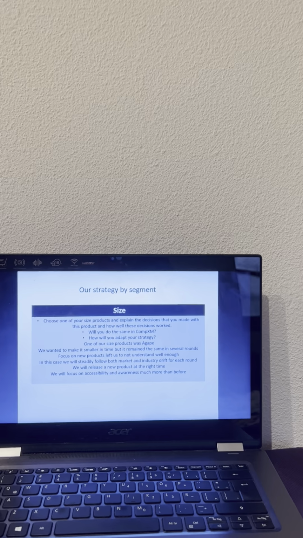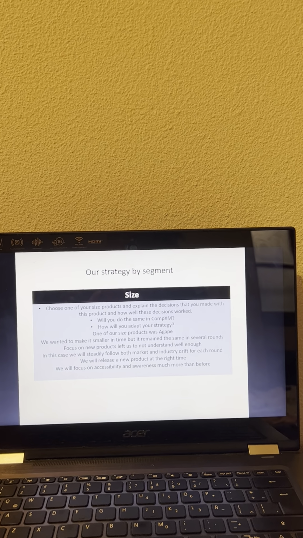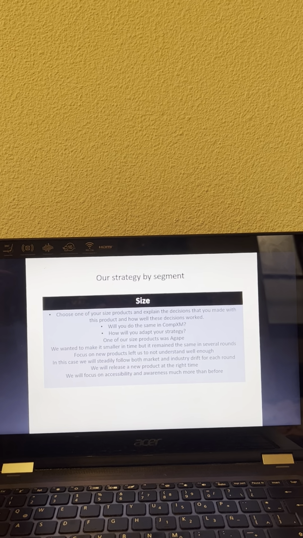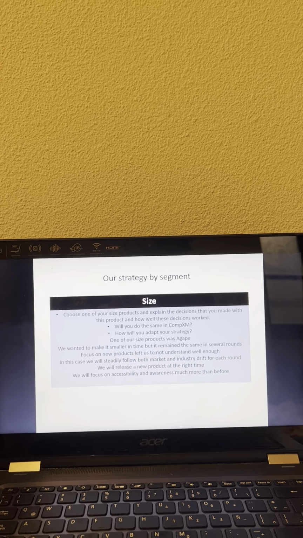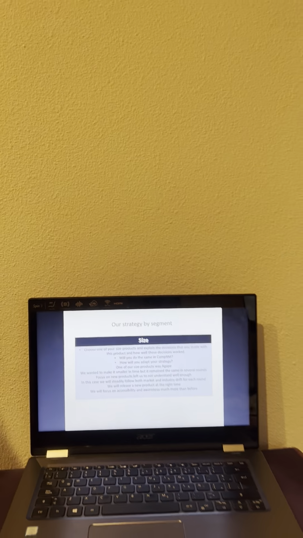We wanted to make it smaller in time, but it remained the same in several rounds, which again was because we made products that were way too large. We also focused on new products and didn't really understand how to keep our old products current, and also didn't understand how the competition was going to be affected, thanks to the fact that we're going to have 2 new products, so they were also going to enter the market.